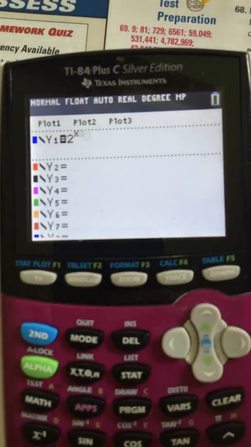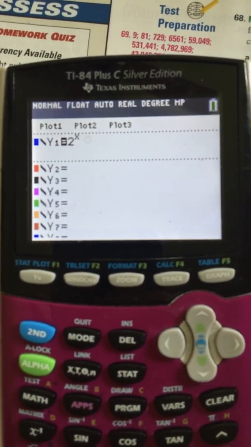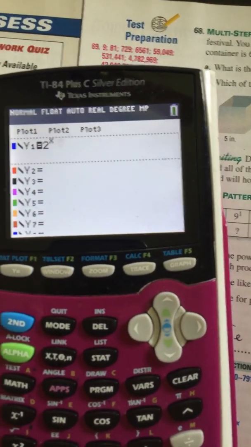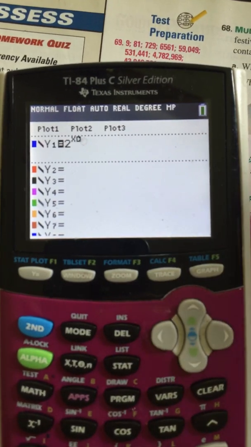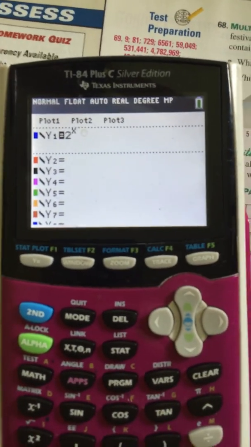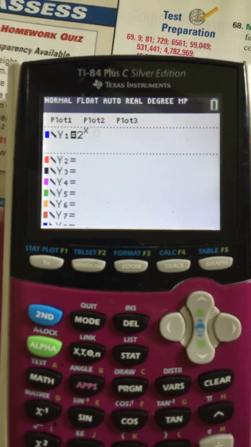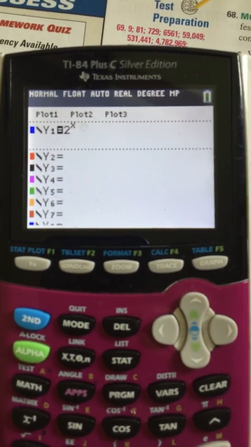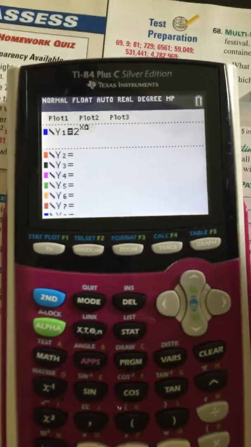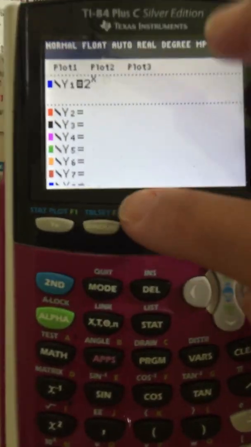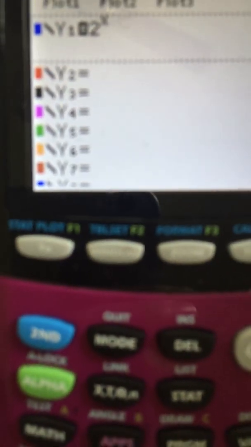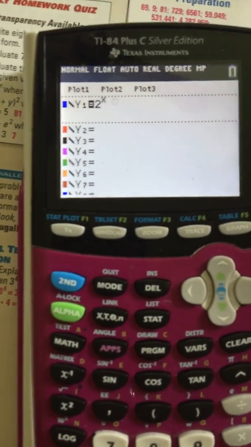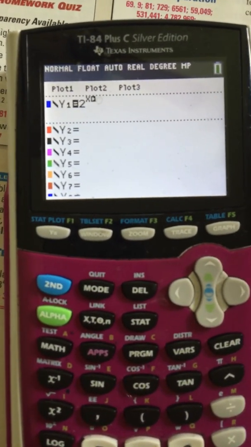That's Y1, or we can put more than one in here at a time, but our first one is 2 to the x. Now we want to look at the answers to this in a table. If you were graphing it, this could be your if-then chart, your ordered pairs for graphing this equation. To set up our table, we go right here. The second thing painted above the button that says window stands for table set.